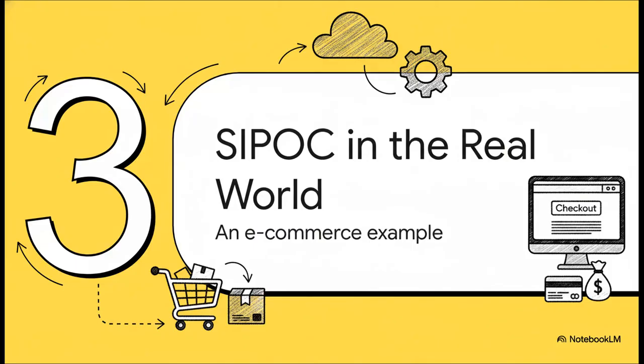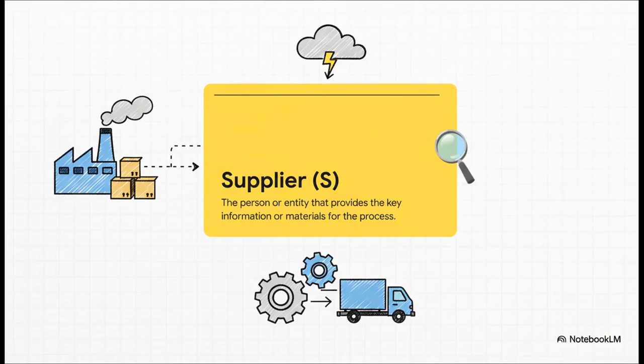Okay, theory is great and all, but let's make this real. We're going to apply the SIPOC framework to something we all get. Just a simple online store purchase. Let's see how this actually builds out, step by step. First up, we've got S for supplier. The supplier is just whoever kicks things off by providing the essential stuff, the materials or the information needed for the process to even begin.